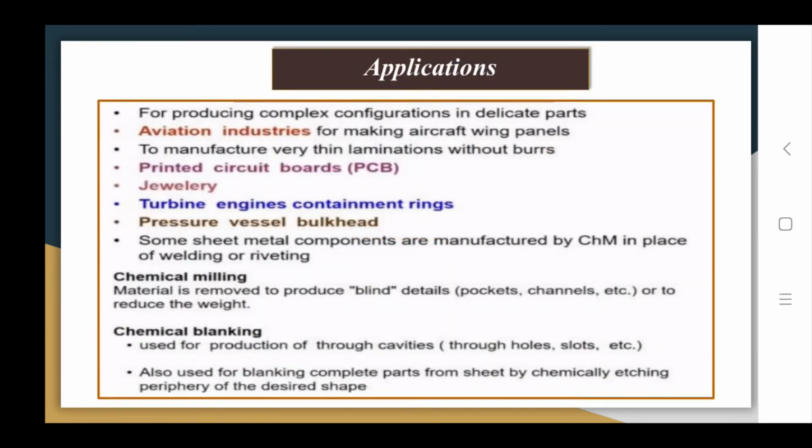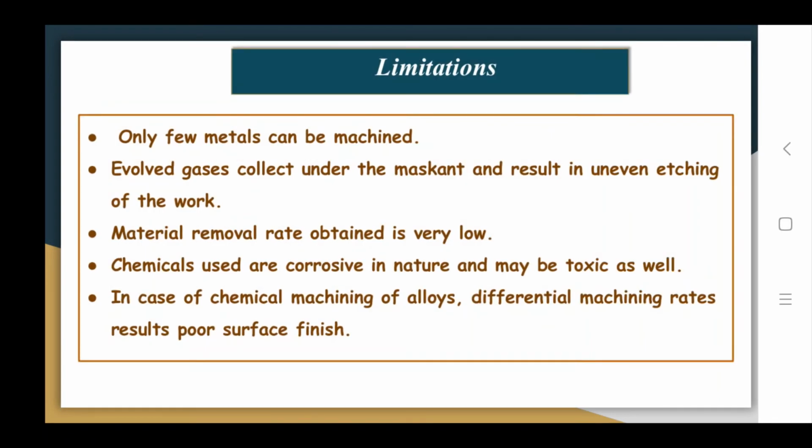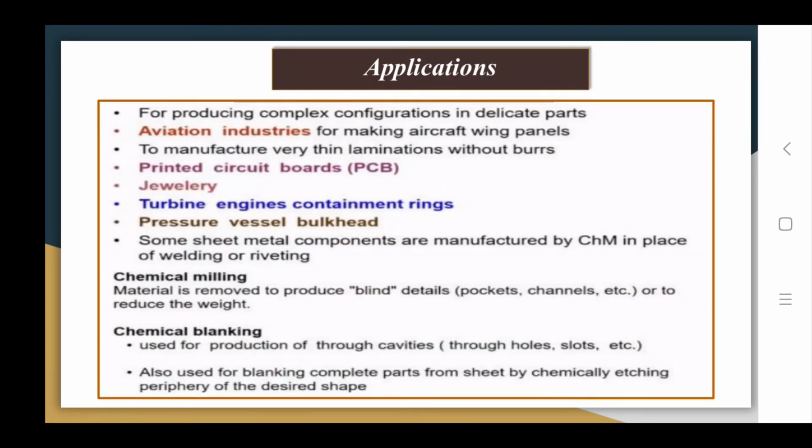Now I will explain the applications of this chemical machining process. For producing complex configurations in delicate parts, we can use chemical machining. The most important, we can use this process for the aviation industry, for making aircraft wing panels. Again, to manufacture very thin laminations without burr, we use this process. Again, most important is for PCBs, that means printed circuit boards, jewelry, turbine engine contaminant rings, and pressure vessel bulkheads.